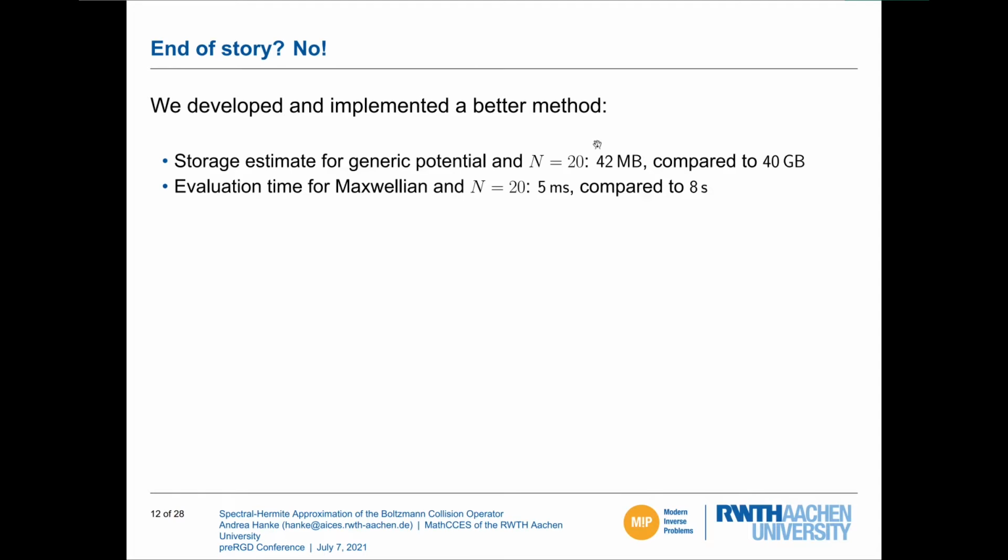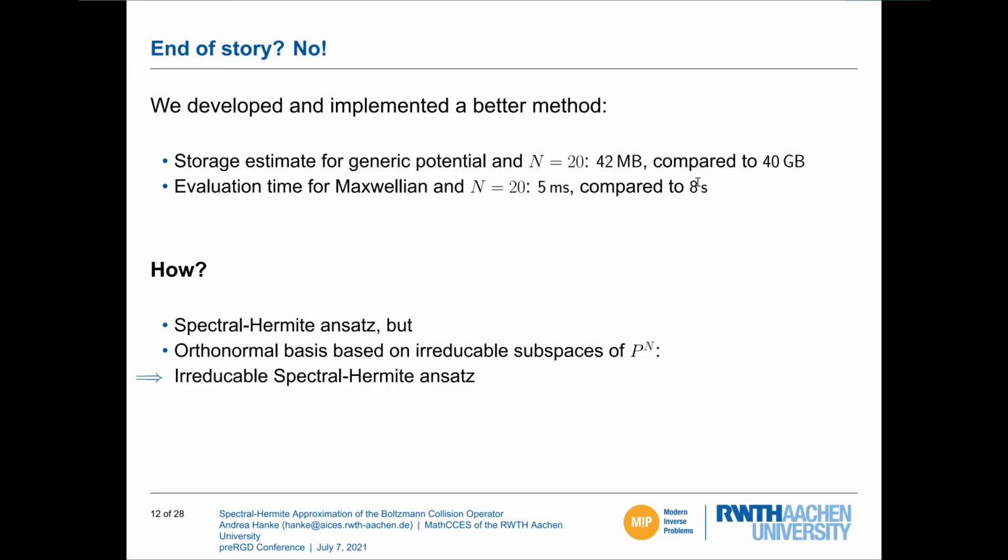Well, no. We actually developed and implemented a better method. For our method, the storage estimate for a generic potential with n equal to 20 is in the order of 42 megabytes compared to 40 gigabytes. Also, the evaluation time measured for a Maxwellian potential is 5 milliseconds, which is of course much better than the estimated 8 seconds. Of course, now the question is, how do we do that?